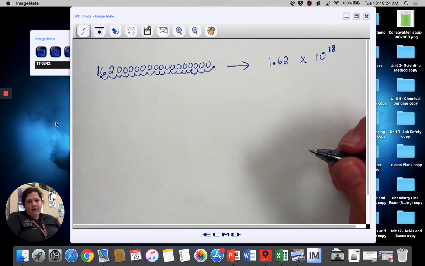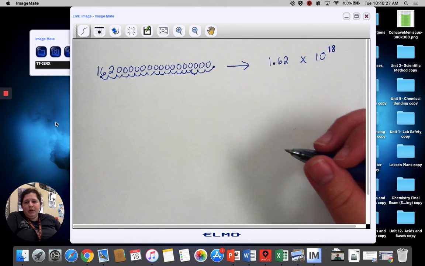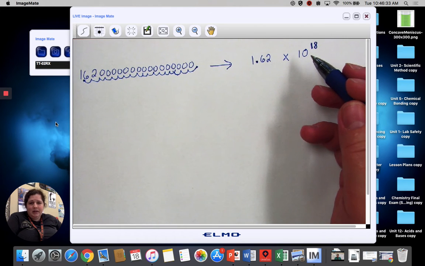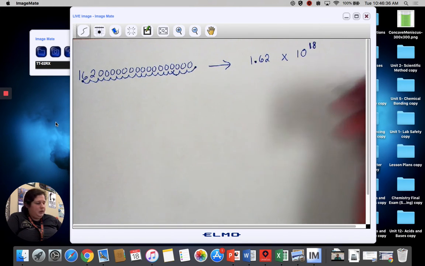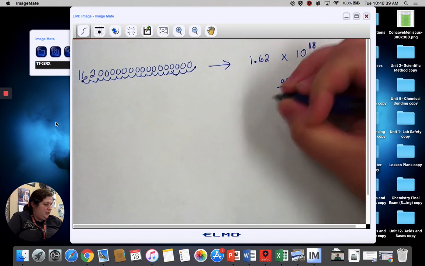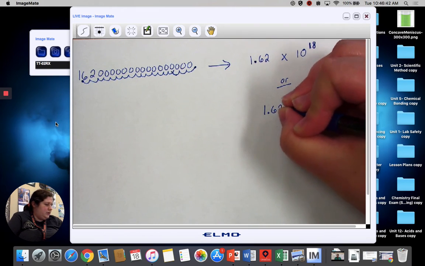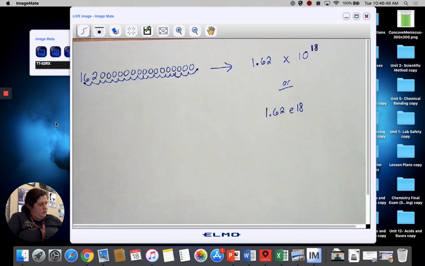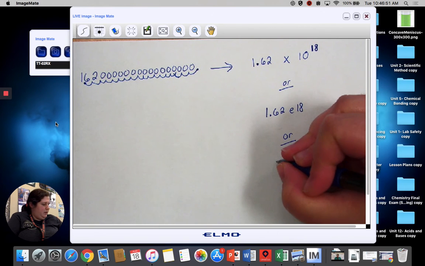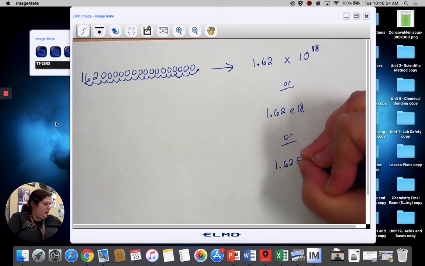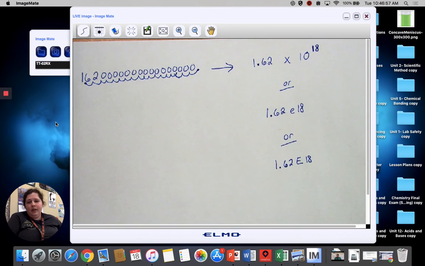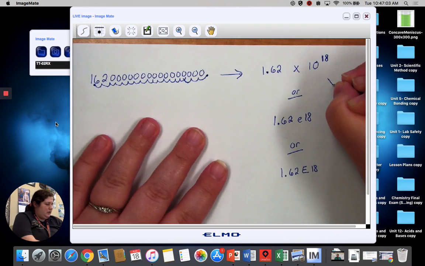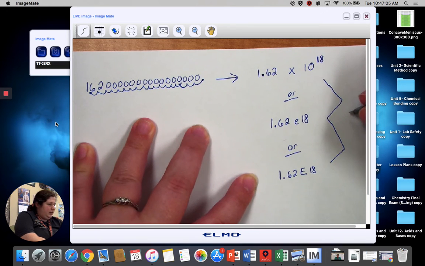But, okay, sometimes when you are doing this on the computer or even on the calculator, it's not going to show you times 10 to the power of 18. Okay, if you've ever used some of the calculators at school, you might have noticed that it gives you an answer more similar to 1.62E18. Or maybe it gives you a capital E, 1.62 capital E18. Those are also acceptable ways to write that number. Okay, these are all the same.